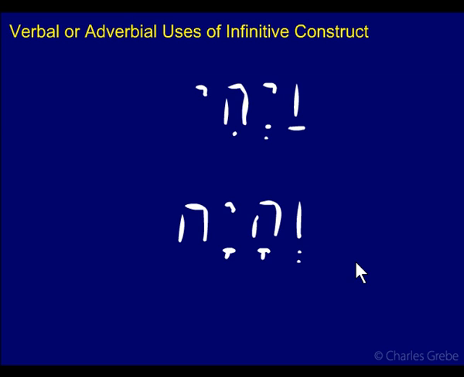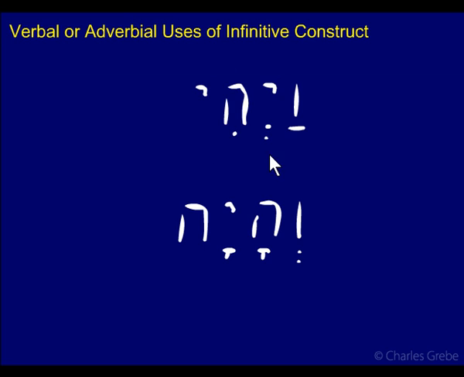Now we've seen these before. We saw these in chapter 18. These are very common, and they're commonly used also with infinitive constructs, as they are with other verbs. What they do is they set off your entire sentence in either the past or the future. This is the verb to be, haya, as a preterite with the vav conversive. We've lost our dagesh there because it's a guttural letter, but whatever. We still recognize it as a preterite because we have our patach there. Preterite plus vav conversive, or vav consecutive. And this here is perfect plus vav consecutive.